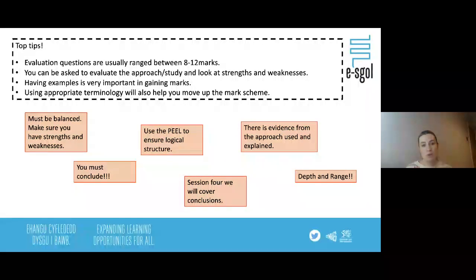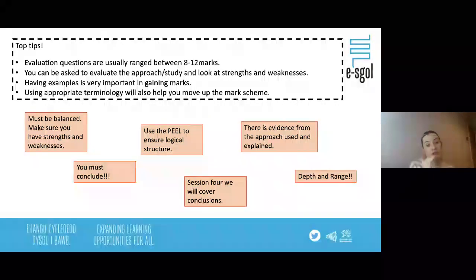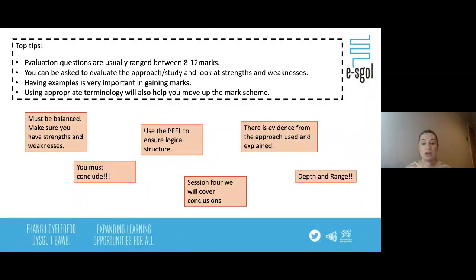Range is an interesting one because lots of people with an evaluation question tend to focus mainly on one weakness, such as that there is an age bias, and another weakness is that there's a gender bias. That's not range in your answer, okay? You've got to go back to that list of key terminology to show range, that you know lots of different psychological principles.